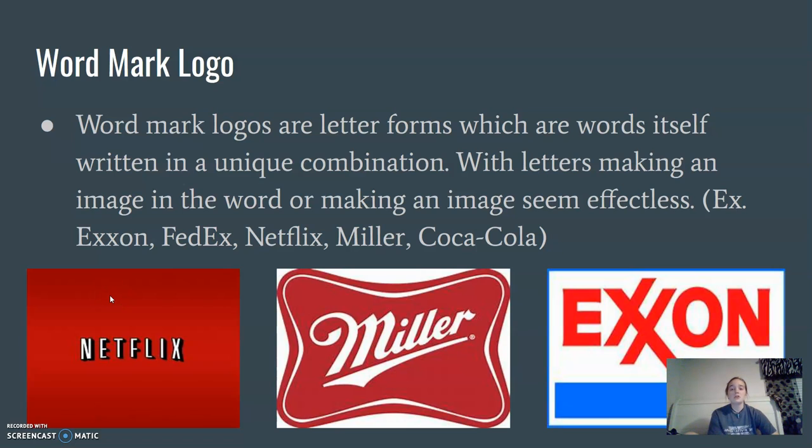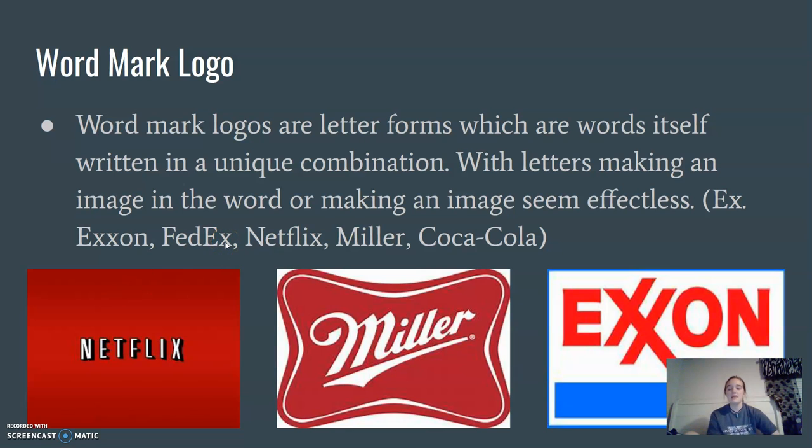Now, word marks are letters formed, which are words itself written in unique combinations, with letters making an image in the word or making an image seem effortless. Example, Exxon, FedEx, Netflix, Miller, Coca-Cola. All these are either in a unique formatting or typography or to seem effortless with just a simple, unique display to it.